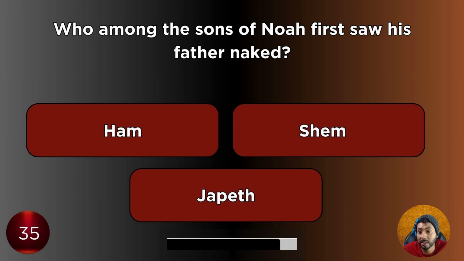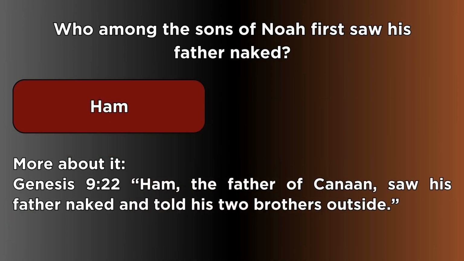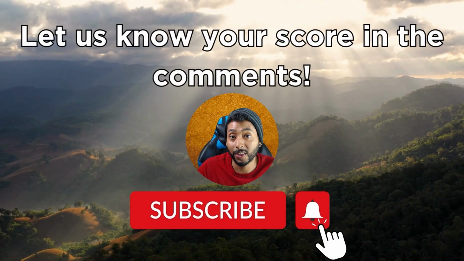35. Who among the sons of Noah first saw his father naked? Ham, Shem, or Japheth? Ham. Genesis 9:22. Ham, the father of Canaan, saw his father naked and told his 2 brothers outside. And that's all the questions we have.